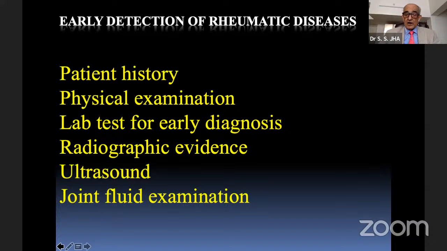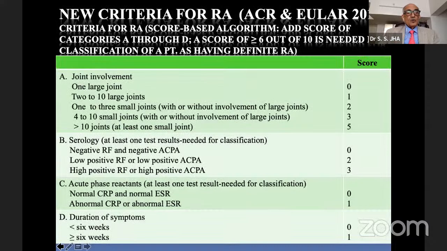Radiographic evidence, ultrasound, joint fluid aspiration, and their examination are other factors which could be known. Now, friends, for confirmation of diagnosis, there is a new criteria set by EULAR in 2010, and that still holds good. You can see A, B, C, D, and they have got scores. So this score-based algorithm, if the addition totals to 6 or more out of 10, it means that the patient has a definite rheumatoid arthritis.